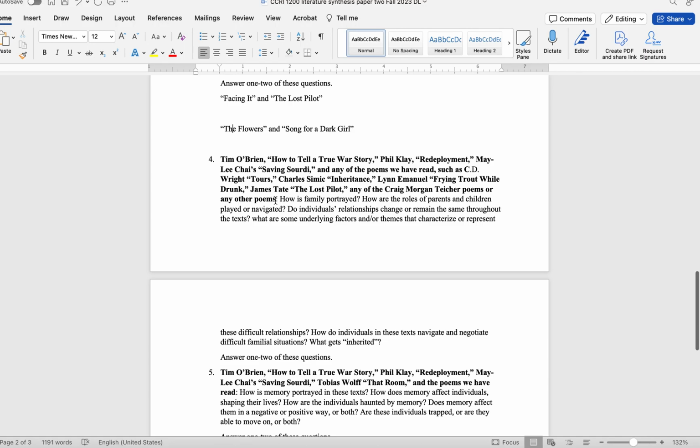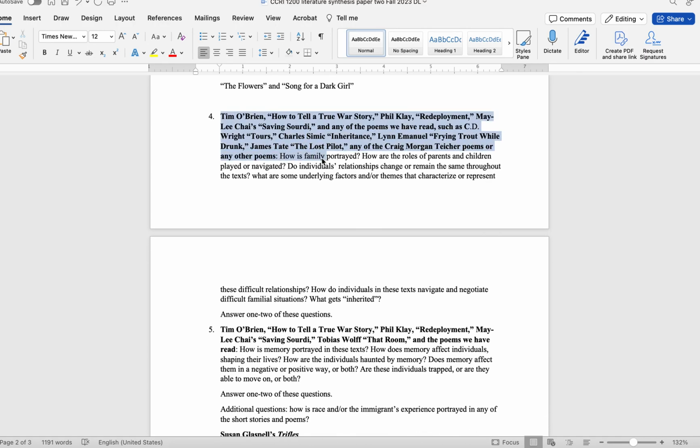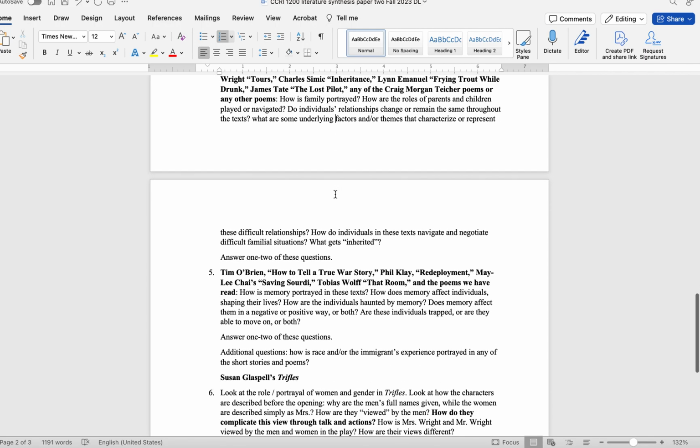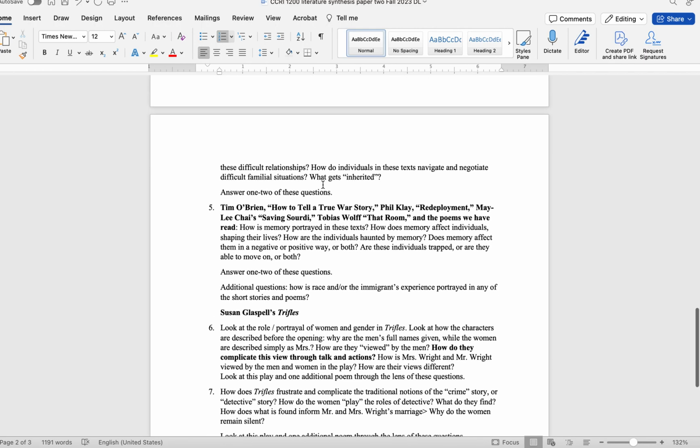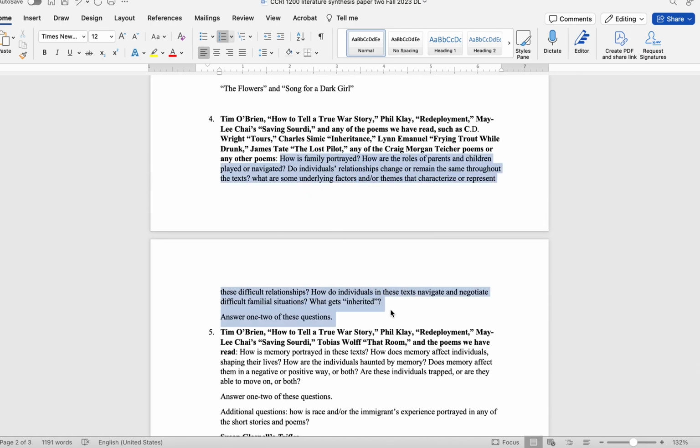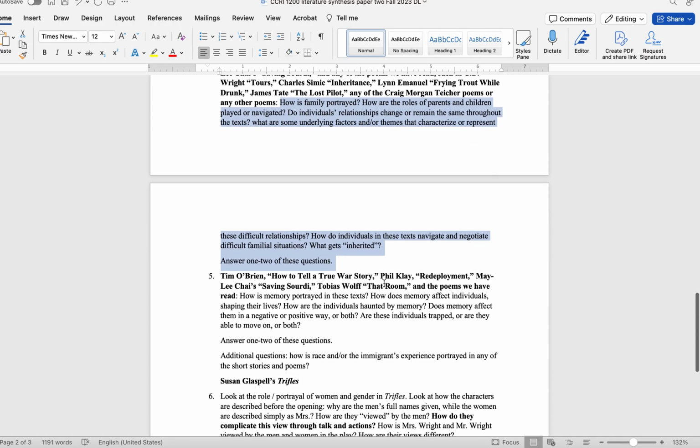So how is family portrayed? Here's another question, 4, and you have a bunch of just different texts here. Throughout, you could look at Lin-Manuel's "Frying Trout While Drunk," right? And compare, contrast that with Henri Cole's "Oil and Steel," or another poem or story that deals with family. How are the roles of parents and children played or navigated? Do individuals' relationships change or remain the same throughout the text? What are some underlying factors and or themes that characterize or represent these difficult relationships? So family, this one deals with family.